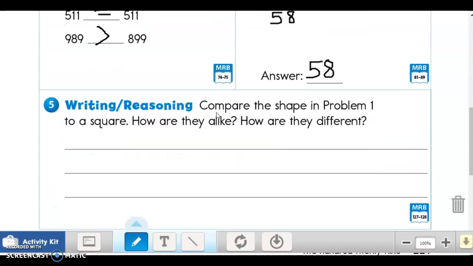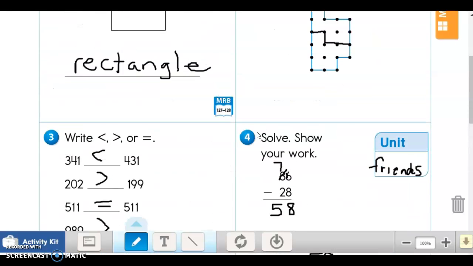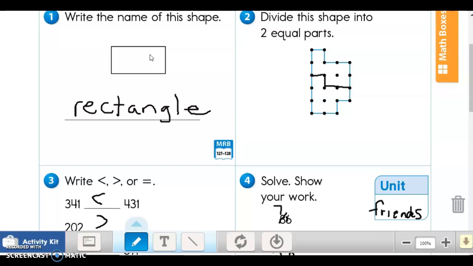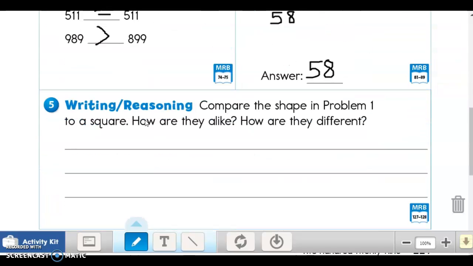Number 5. Compare the shape in problem 1 to a square. How are they alike? How are they different? So this is a rectangle. How is it like the square? Well, 1, 2, 3, 4. The rectangle and a square each have 4 sides. A way that they are different is that a square's sides are all the same, but a rectangle has 2 longer sides. So let's write that down.